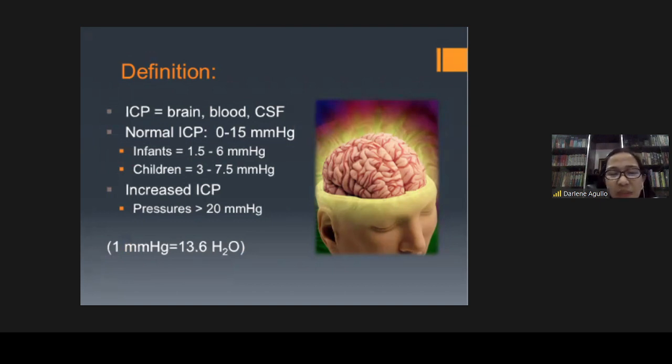Take note that 1 millimeter mercury is equal to 13.6 millimeters water. Typographical error to, millimeters water. So in infants, the normal intracranial pressure is 1.5 to 6 millimeters mercury. In older children, 3 to 7.5 millimeters mercury. And we say that the ICP is increased if the pressure is more than 20 millimeters mercury.